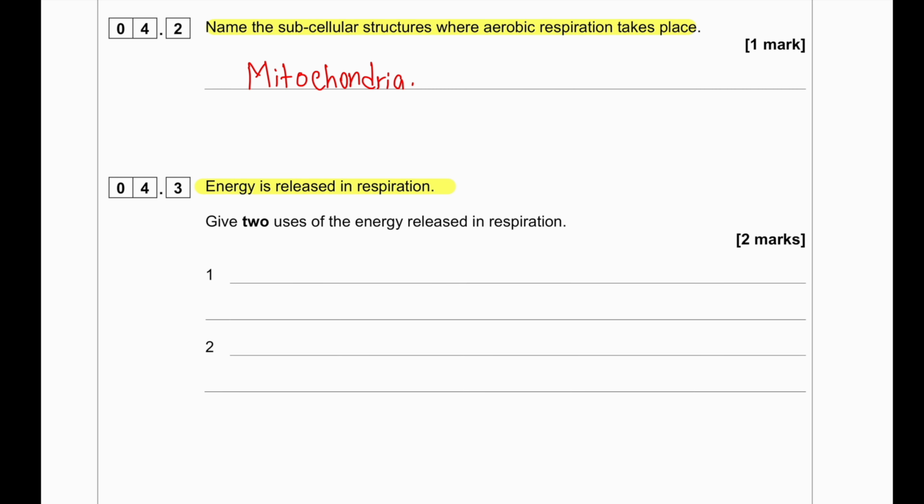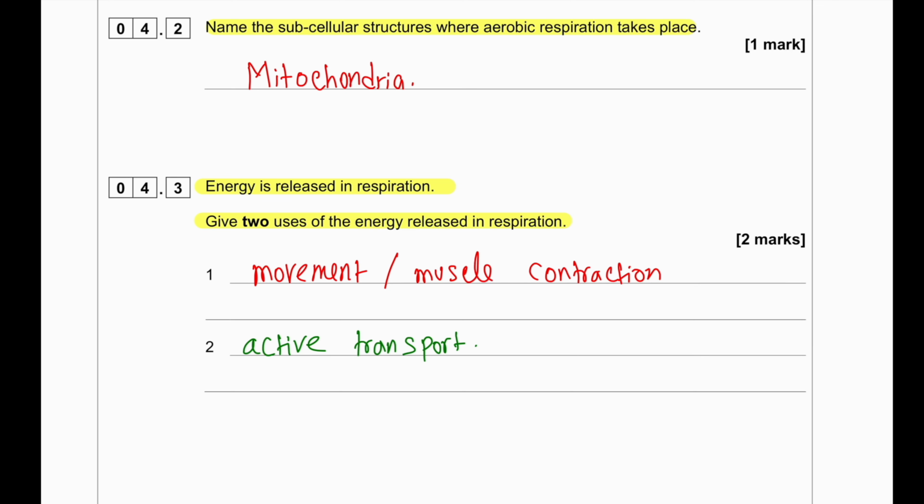Energy is released in respiration. Give 2 uses of energy released in respiration. Now, this question can have many points as answers, but general understanding would be movement or muscle contraction, active transport, and building of larger molecules. There can be many more examples, all referring to chemical reactions that are referred to as metabolism, but metabolism by itself cannot be the answer.